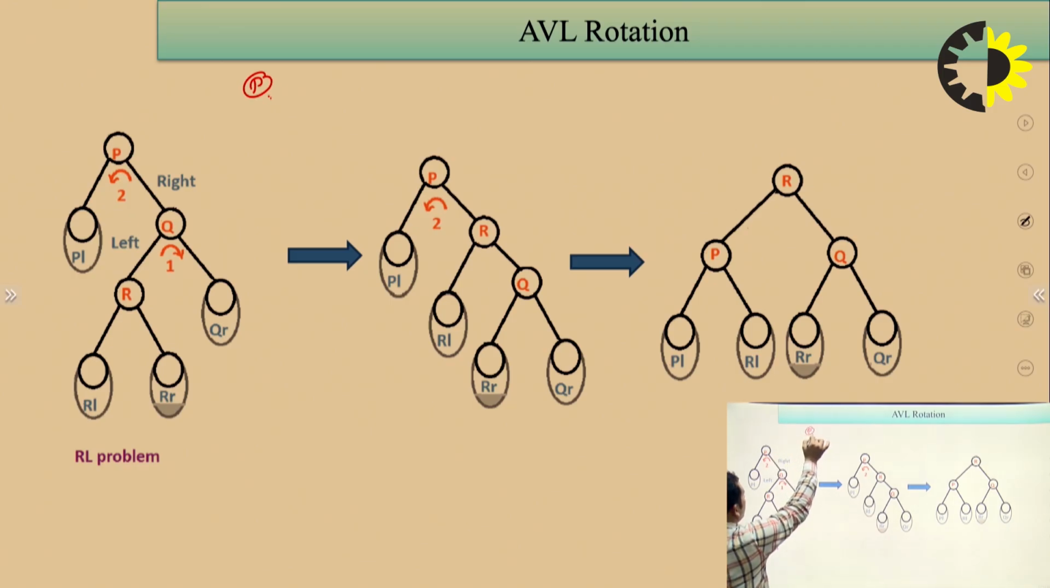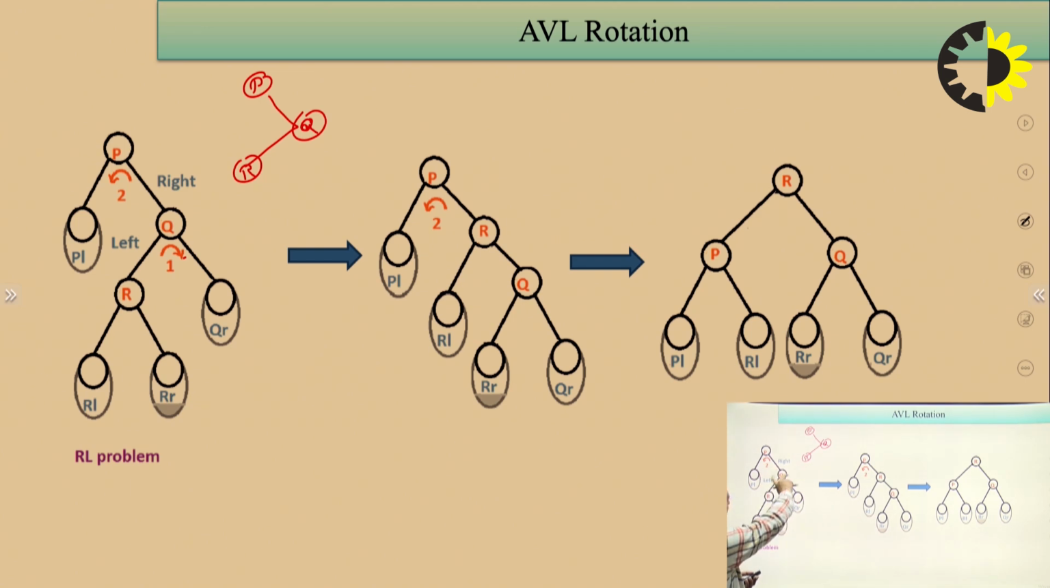This is P, this is Q and this is R. In this situation 2 rotations are required, yes. First at Q, a right rotation at Q, and then a left rotation at P.